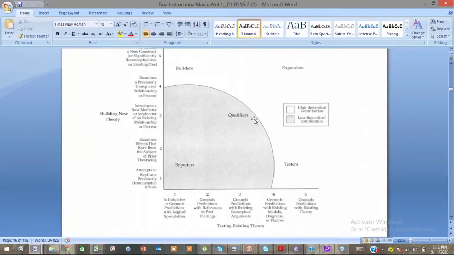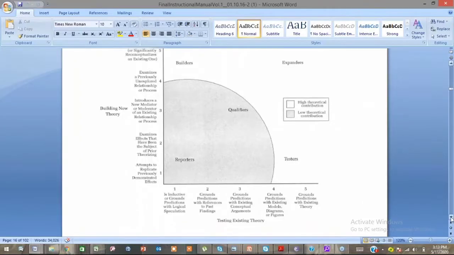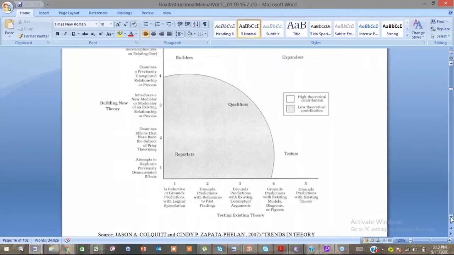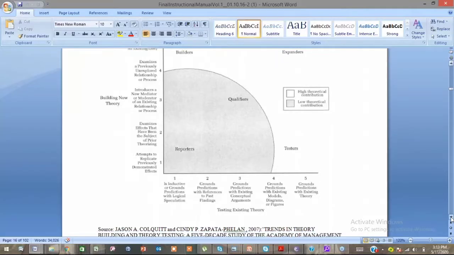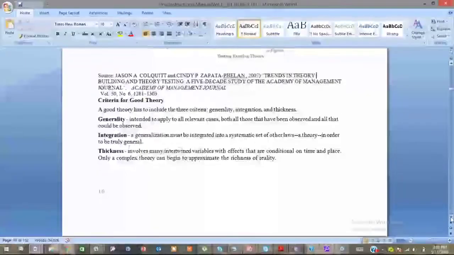So once you're able to pick, or once you're able to define, or you have created your arguments, then expander. You can see you expand it. This region here is high theoretical contribution, while this place is low theoretical contribution. But at this point, you are still trying to find your ground. Tester, you test not all the hypotheses, but those that have been confirmed valid, those that are being proven to be valid. So this is a very good table that can help you understand so many things.